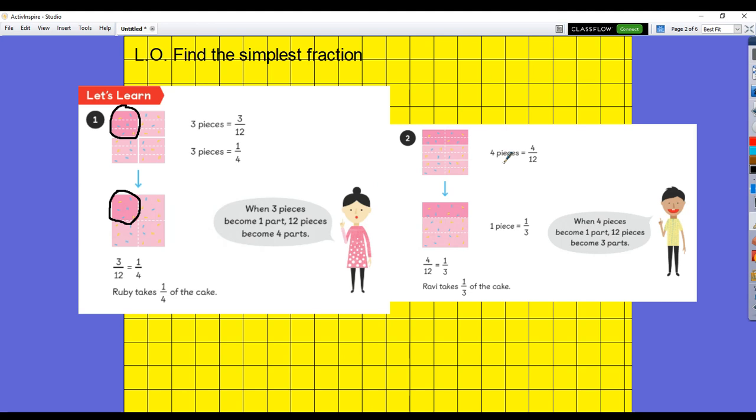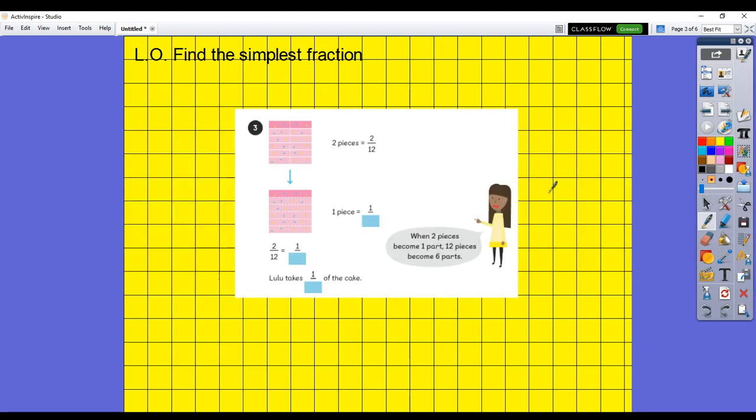So over here, Ravi takes 1/3 of the cake. Okay, so if we have a look, we've got his 4 pieces up here out of the 12. And now we can say that 3 also goes into 12. So 4/12 is the same as 1/3. Okay, can you see that this cake's gone from 12 pieces to 1/3? So Ravi has a 1/3 of the cake. Ruby has 1/4 of the cake. Ravi has 1/3 of the cake.